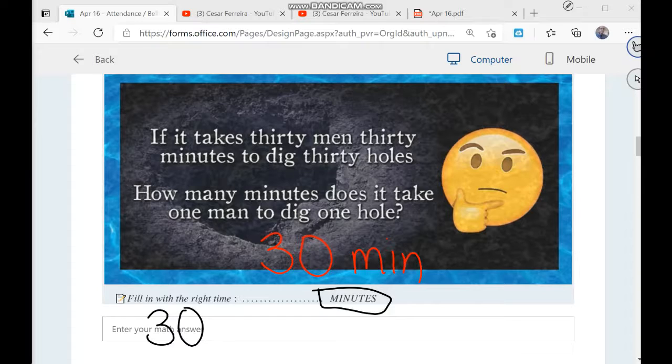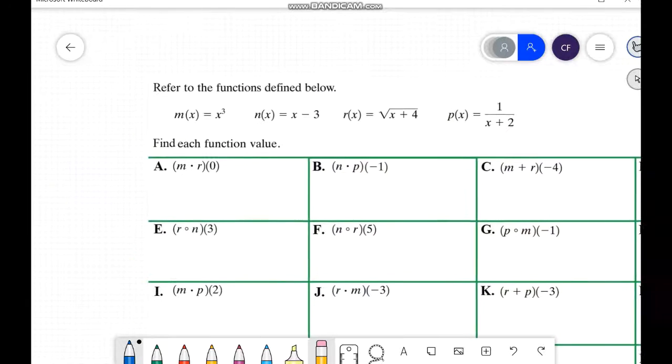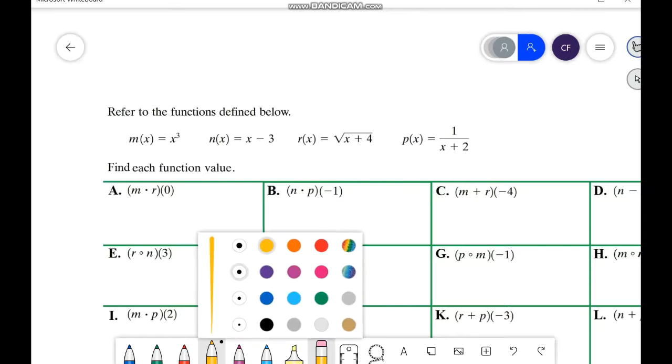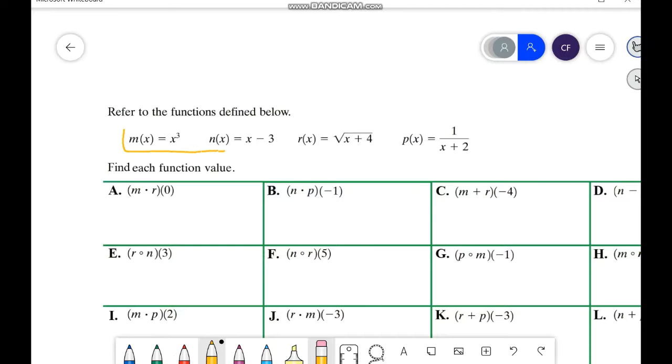Now let's move to our quiz. This is a warm-up, a preparation to work on the quiz. The quiz today is: refer to the functions defined below. The functions we will work with today are m of x, n of x, r of x, and p of x, okay? Those are the functions we're going to work on for all the questions.